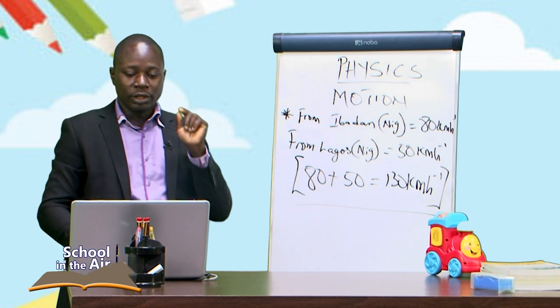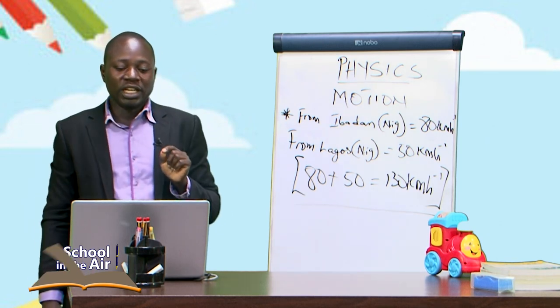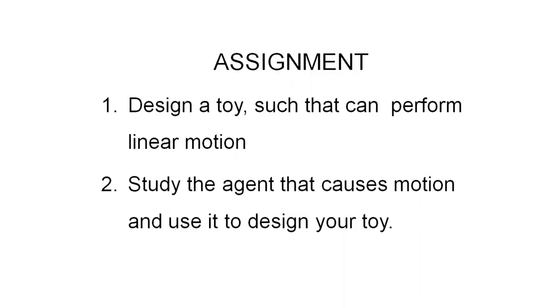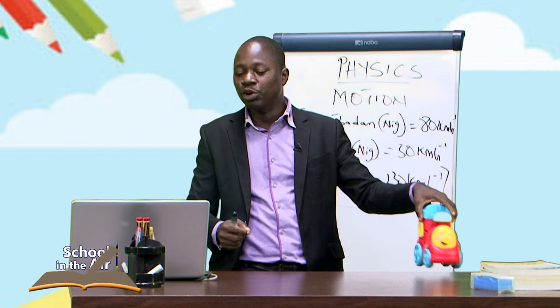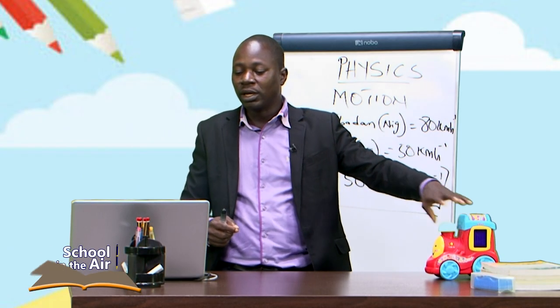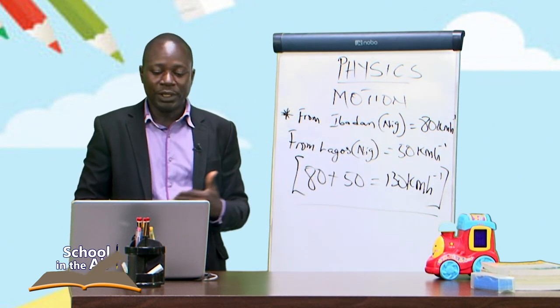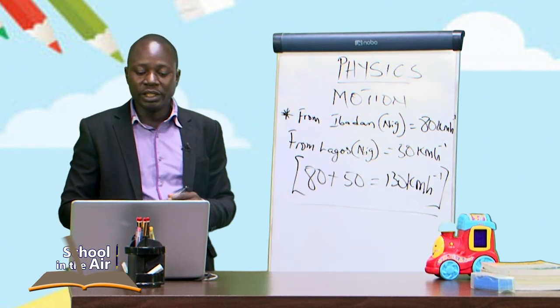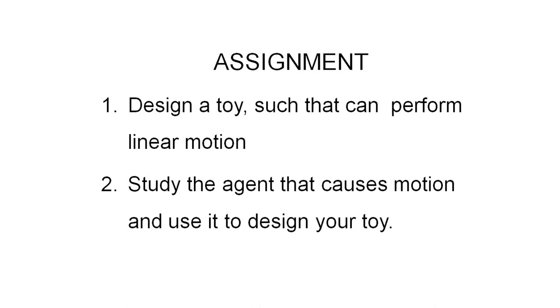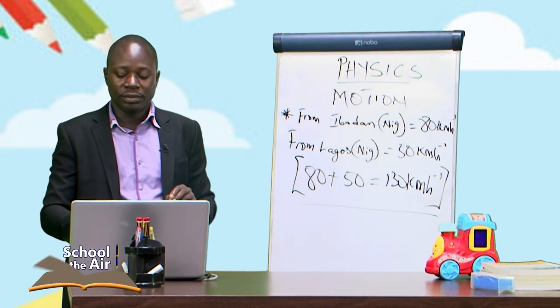And so that will take me to this. I want you to design a toy that can perform linear motion. You are sure that this toy can perform linear motion. Then you put the toy on the table and then tap it. So I want you to study the agent that causes motion and use it while designing your toy. Put it in mind while designing your toy. Thank you.